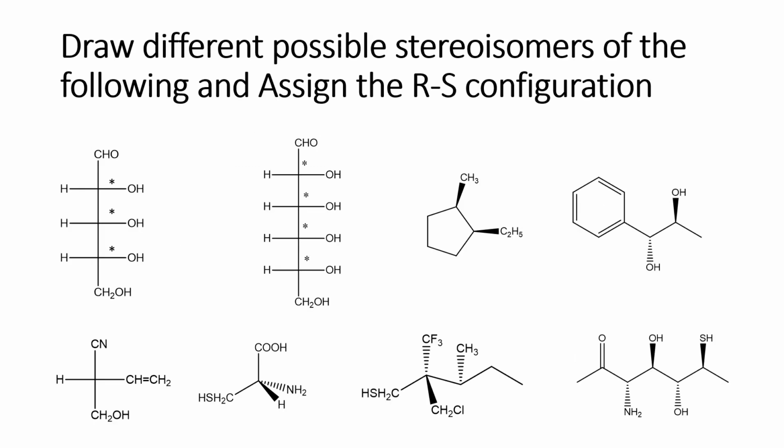Okay, so this is the assignment for you. Write different possible stereoisomers for the following and give the R and S configuration.